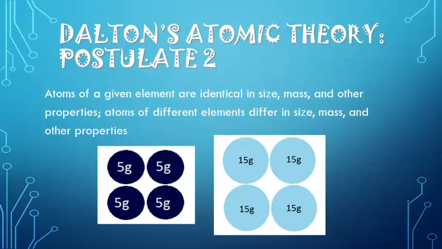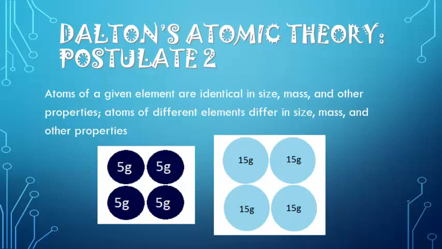They are all similar in size. They are all similar in mass, 5 grams, and other properties. They're all blue. So basically, if they look alike and all their properties are similar, they must be alike. However, if they start looking different, their properties are different, their size is different.